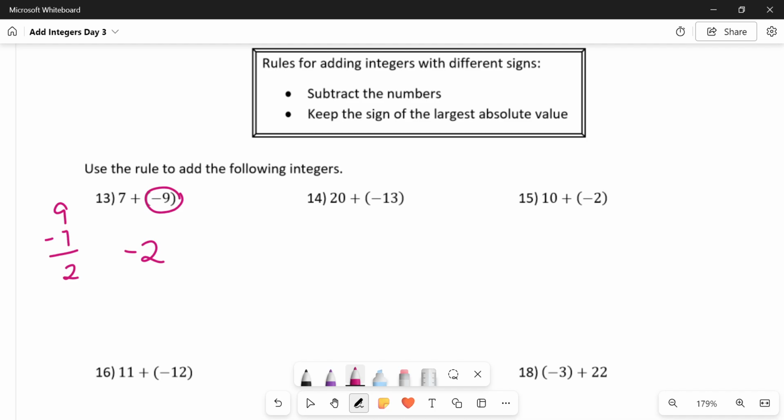Let's do another one. Number 14. 20 and negative 13. 20 is further from 0, so I'll write that first when I subtract. 20 minus 13 is 7. The circled number is positive, therefore my answer is also positive. Number 15, 10 plus negative 2. 10 is further away from 0 than negative 2, so I start with 10 and subtract the 2 to get 8. 10 is positive, so my answer is also positive.